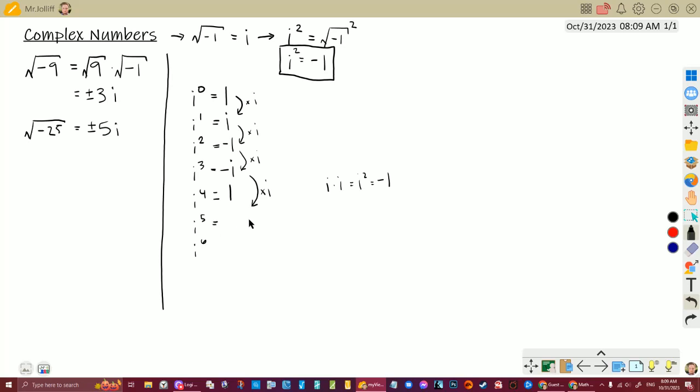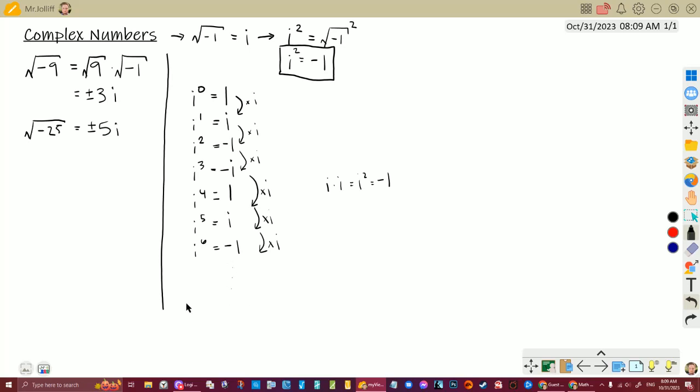If I multiply again by i, I'm just going to get i. I multiply again by i, I'm going to end up with -1. And this cycle repeats: 1, i, -1, -i. 1, i, -1, -i. So we can tell what our answer is going to look like by looking at exponents on i.